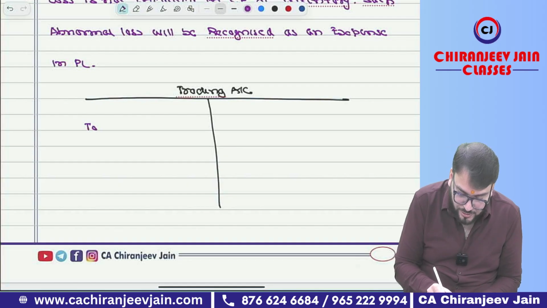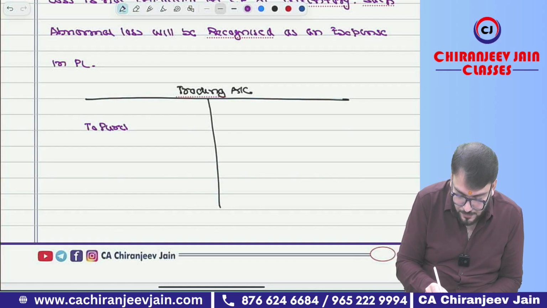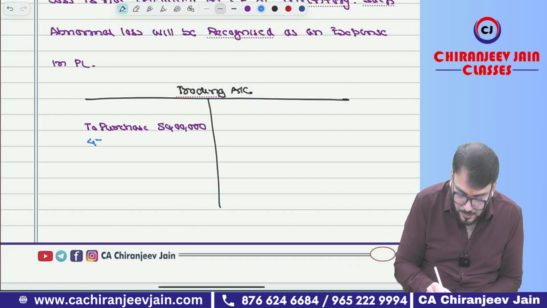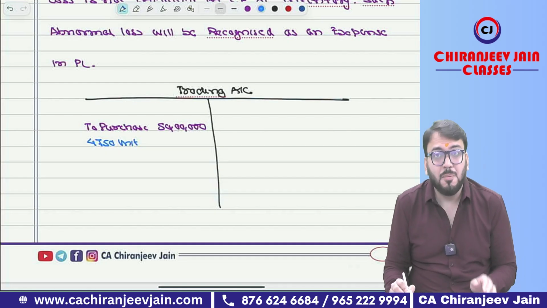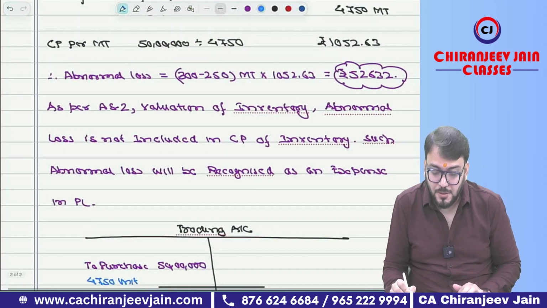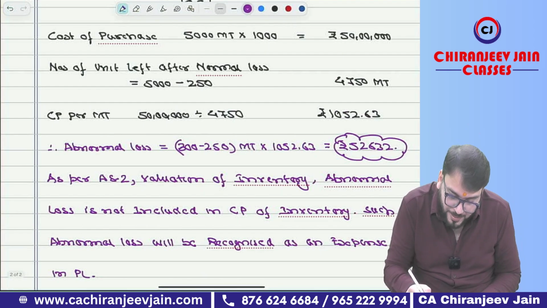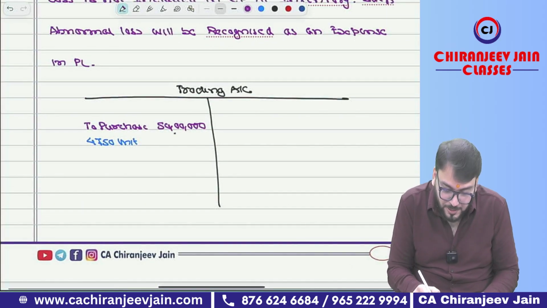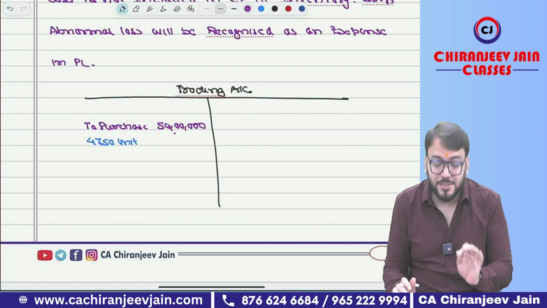Purchase is 50 lakh, but effectively now you purchase 4750 units. Got this point? Effectively you purchase 4750 units. That you need to understand. You will not say that we purchase 5000 and therefore the cost price per unit will be 50 lakh divided by this. That is cost price per unit.